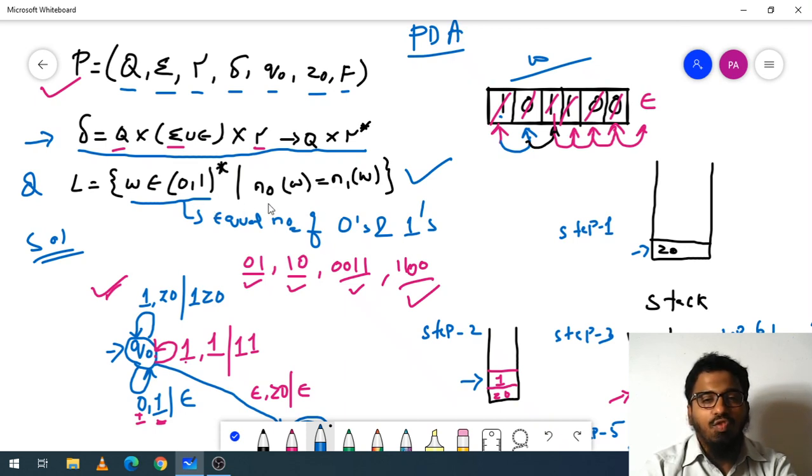Here you need not get confused if it is giving n0, n1, n2. If it is written that n0 of w, whatever the string is, should be the same as n1 of w, then the string should satisfy that. So this language, most of the important part is this one. I hope you understand this.